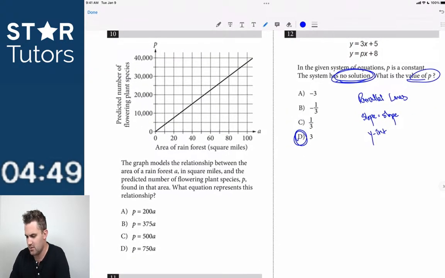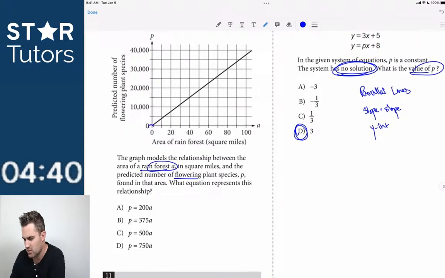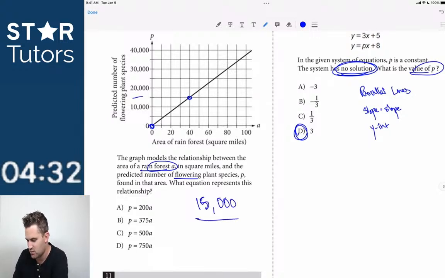The graph models the relationship between the area of a rainforest A in square miles and the predicted number of flowering plants in the area. Okay, so we're just going to do a simple calculation. It starts at 0, 0, and it goes up to 15,000 at 40. We're subtracting 0, 0 over 40. And what's that? Well, I guess we can just multiply. What's 4 times 375? Yeah, I think it's B for number 10.